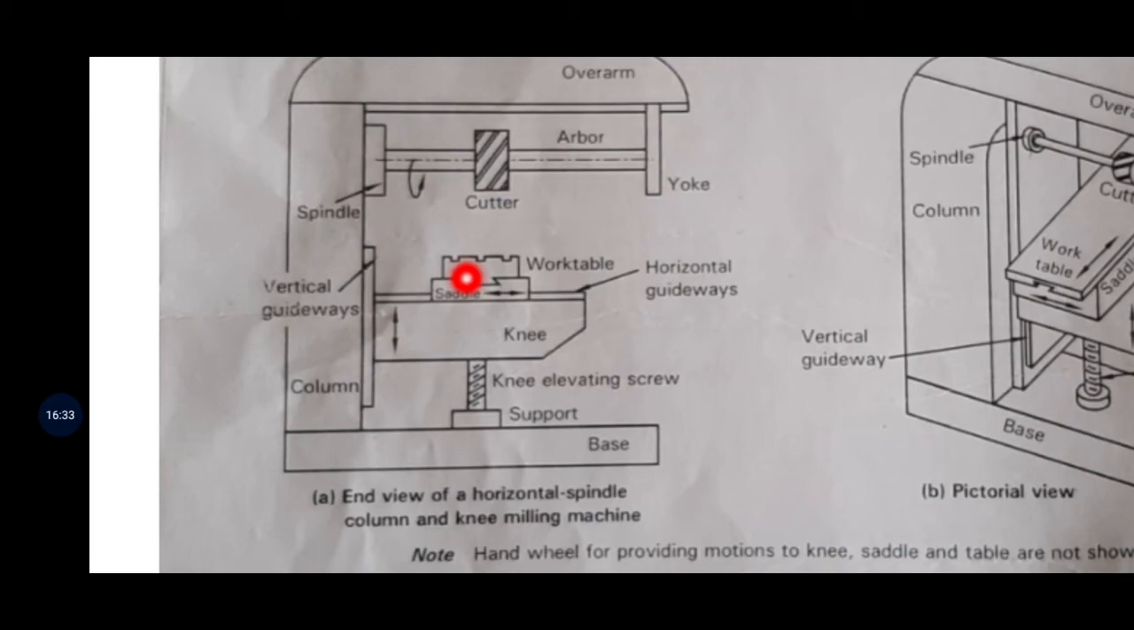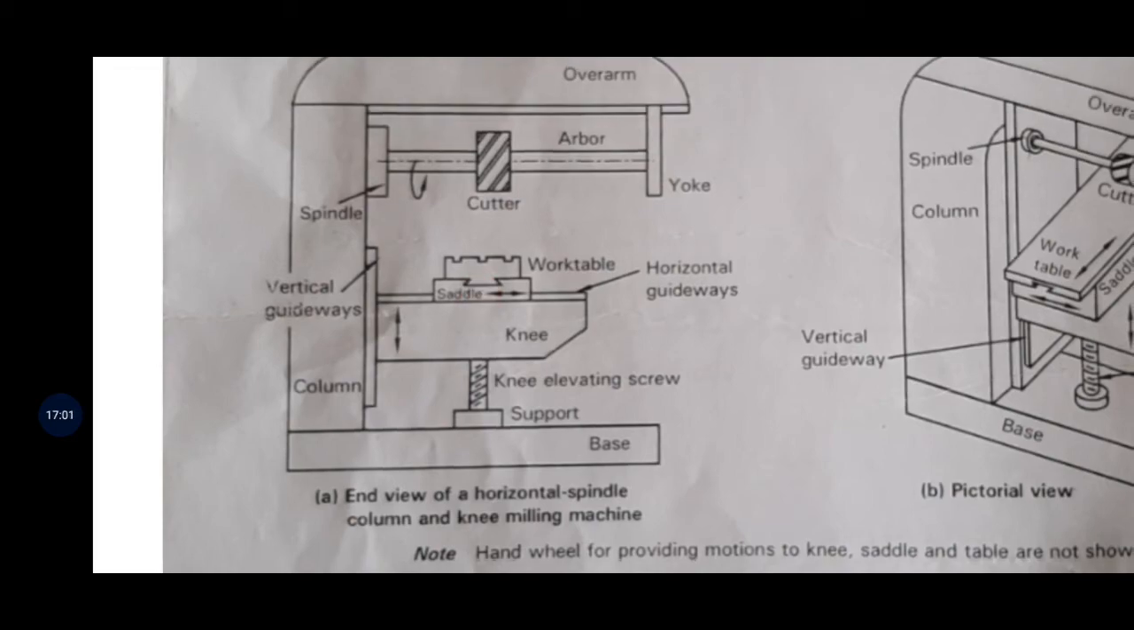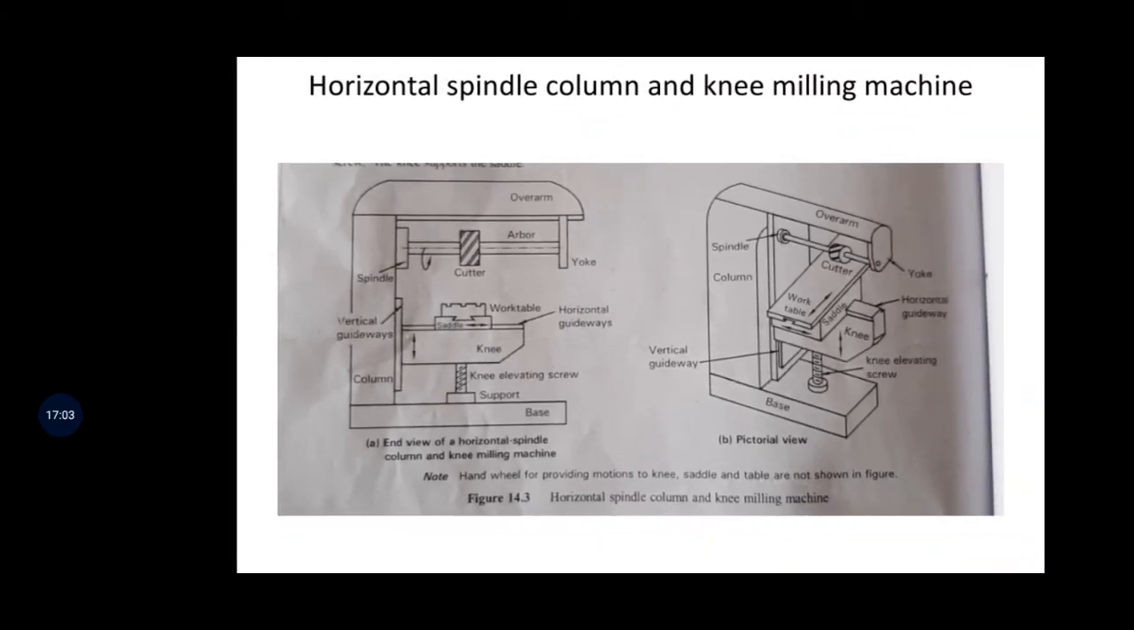The work table is provided with T slots. You can fix the work pieces along its length, mounting the vise or other work holding devices. This enables the workpiece to be clamped rigidly on the table. A dial graduated in thousandths of an inch is provided, though it is not shown in the figure, for accurate table movement and placement. So this is all about the horizontal spindle column and knee milling machine.